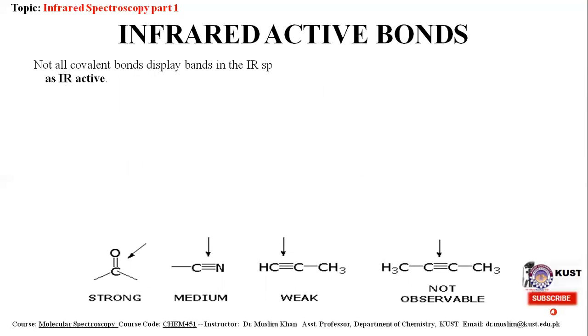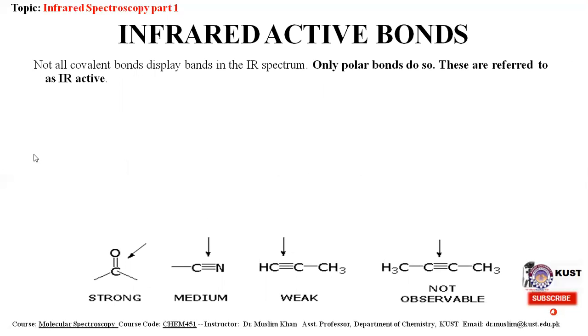Not all covalent bonds display bands in an IR spectrum. Only polar bonds do so. We say these molecules are IR active. Some bands are strong, medium or weak, and some are not observable in IR.